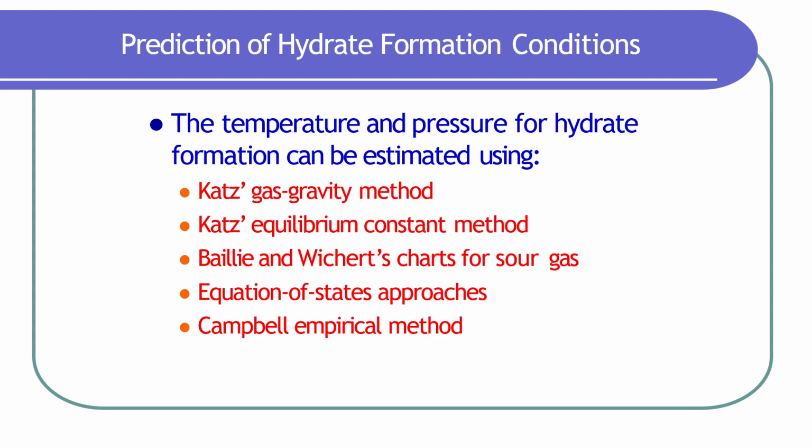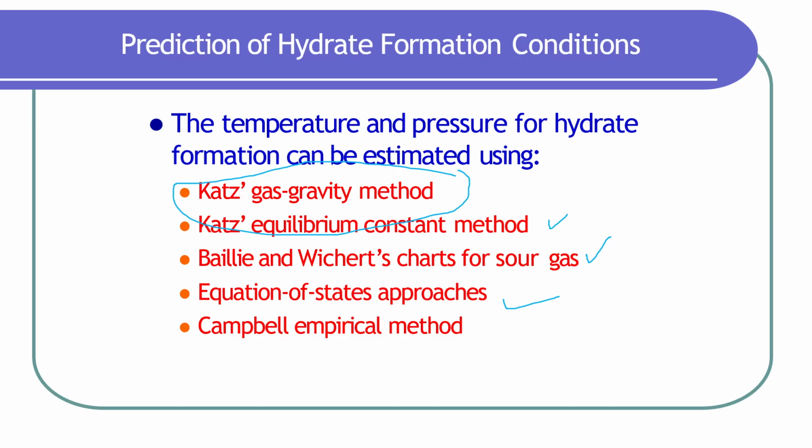So far for the prediction of hydrate formation conditions, we have learned about the first method, which is what we call the Katz gas gravity method. Now we're going to look at the other methods. We're going to discuss four methods: the Katz equilibrium constant, the Bailey and Witcher charts, equations of state, and the Campbell empirical method as well. I think we're going to cover them briefly, not in detail.